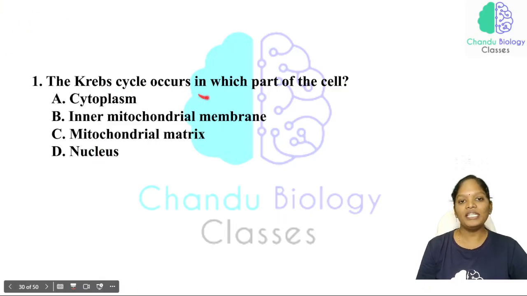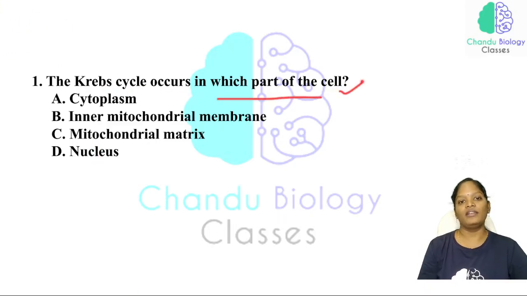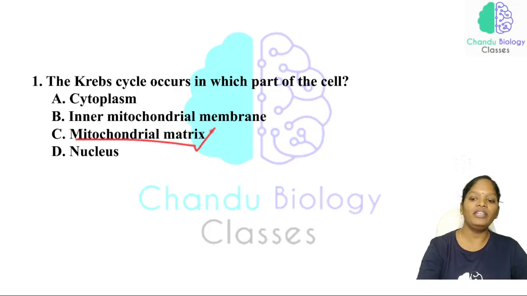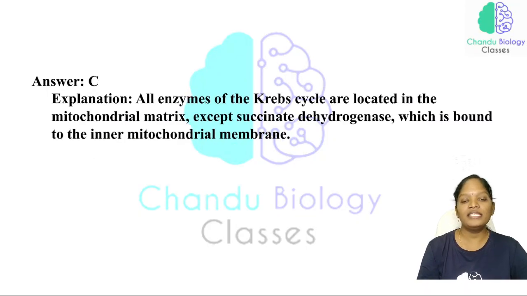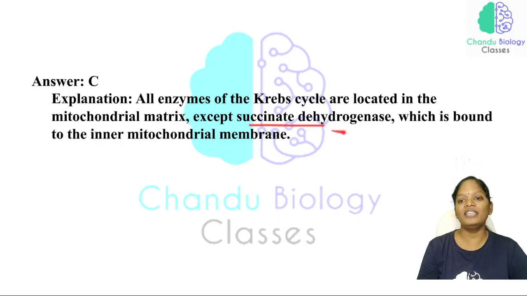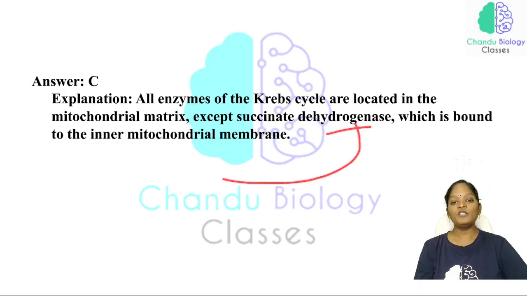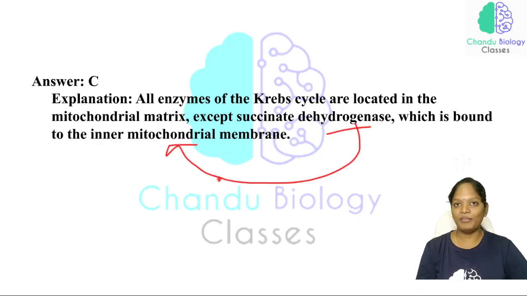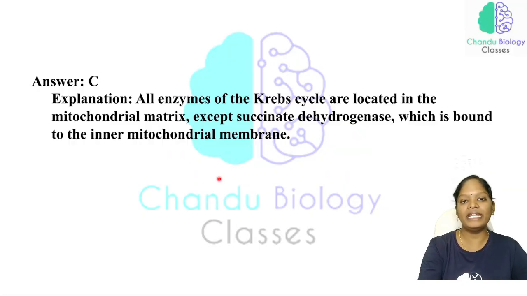The Krebs cycle occurs in which part of the cell? That is the mitochondrial matrix, no doubt about that. Very important explanation: all enzymes of the Krebs cycle are located in the mitochondrial matrix except succinate dehydrogenase. The succinate dehydrogenase complex is important in the Krebs cycle, but it is present in the inner mitochondrial membrane. This can also be expected, kindly make a note of it.